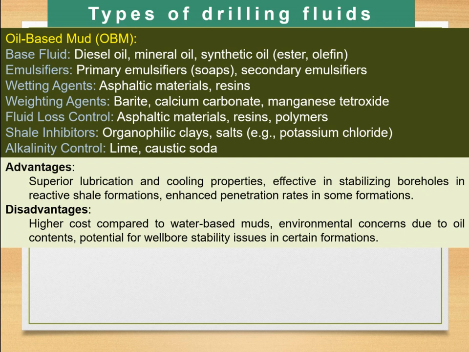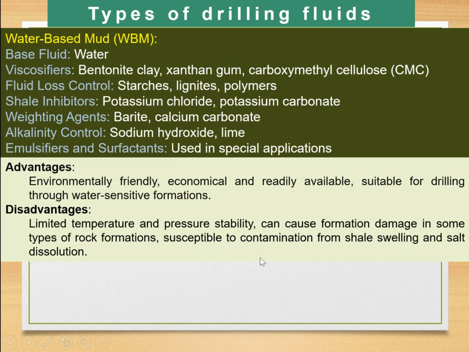Then shale inhibitors again: organophilic clays, salts, etc. Alkalinity control is by lime and caustic soda, same as we previously discussed. Caustic soda means sodium hydroxide. And now the advantages over water. This oil-based mud has superior lubrication and cooling properties compared to water-based, and it is effective in stabilizing the borehole in reactive shale formations. See, for shale inhibition, organophilic clays and salts are used, whereas in water-based mud the shale inhibitors are potassium chloride and potassium carbonate.